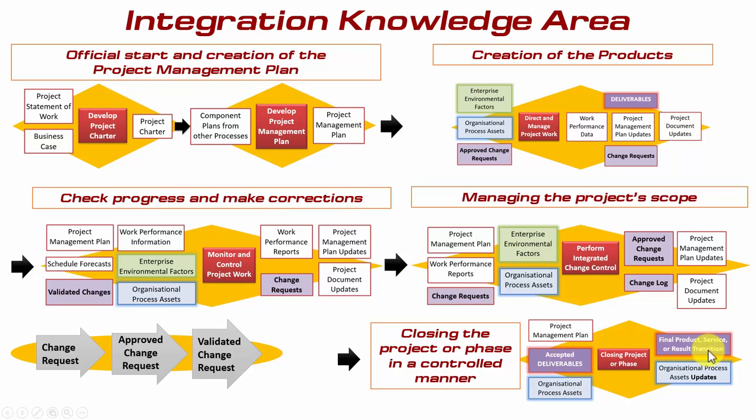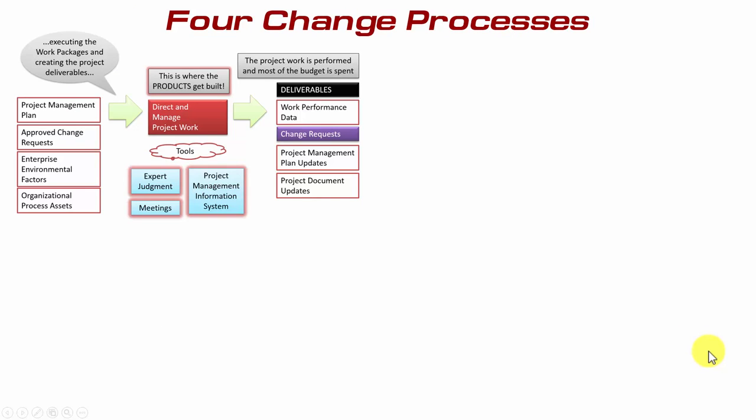So let's now look at this in even more detail. There are, in fact, as you saw from that high-level view I showed you a few slides back, 4 basic change processes. So let's start here with the direct and manage project work. This is where the work packages are worked on, if you will, and work is started on creating the project deliverables. This indeed is where the products or deliverables get built. And for the same reasons, this is where most of the budget is spent. If you're building a new apartment block, then the cost of that is all incurred during this particular process.